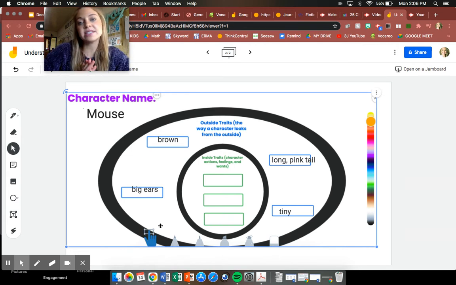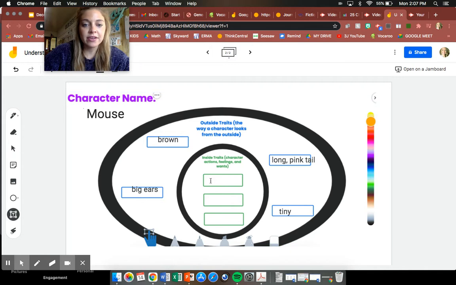Now here's when we have to dig a little bit deeper and use our brains a little bit more. When we talk about inside traits, we have to really think about it. So that says what the character's actions are, their feelings, and their wants. So what do you think an inside trait of Mouse would be if we're thinking about his actions, his feelings, and his wants? I'm going to give you a second to think about that.